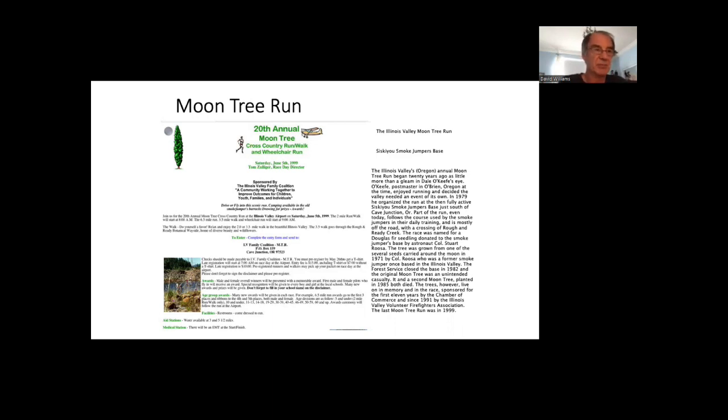They've fixed up the buildings, the old buildings, the bunkhouse, and I haven't been there. I've seen pictures of it, but it looks like an amazing place to visit. If you're ever in Oregon, I would suggest it. And they've planted a second generation moon tree there as well. So they do have their own second generation moon tree growing at the Siskiyou Smoke Jumpers base.